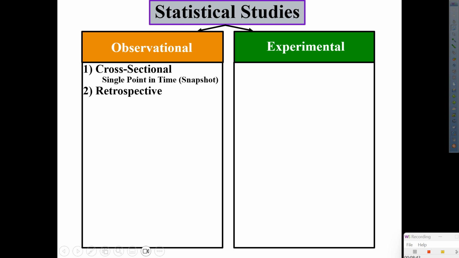What do you think is going to happen? It's going to elevate, won't it? Why? Because of distracted drivers. And that's what we call a past record or retrospective study, observational. A third one, longitudinal. Longitudinal is when you actually study something or someone for a specific period of time.